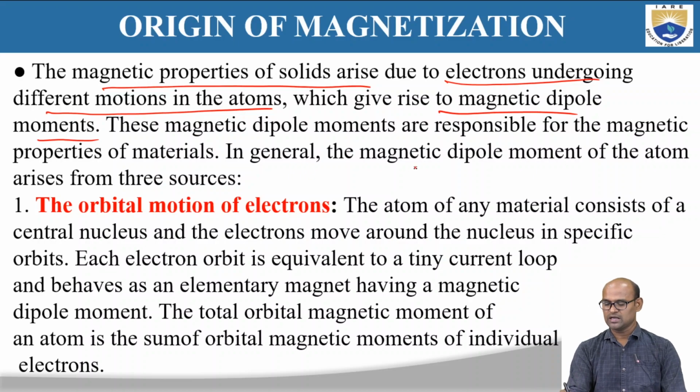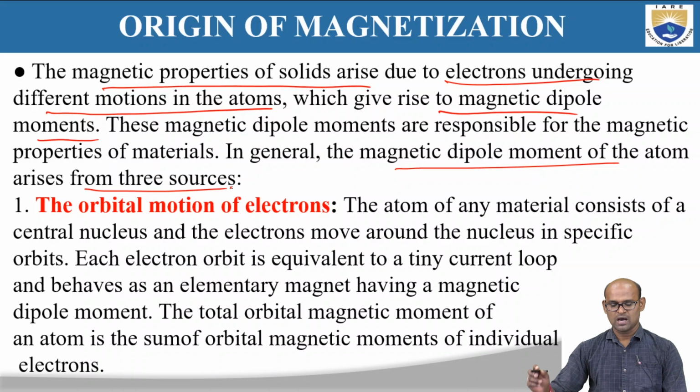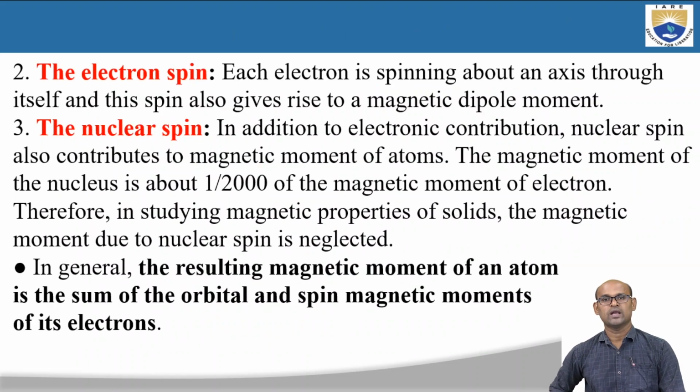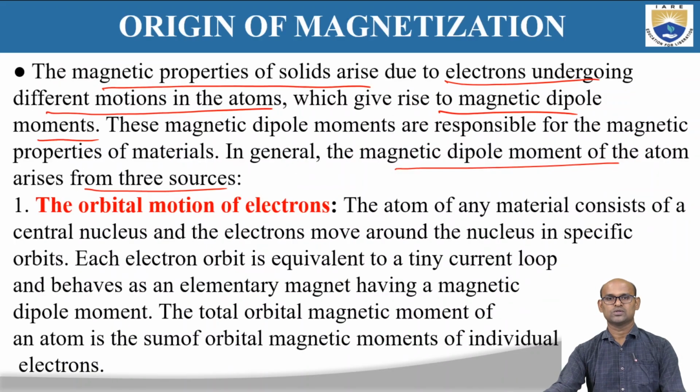In general, the magnetic dipole moment of the atom arises from three sources. The first one is orbital motion of the electron, the second one is electron spin, and the third is nuclear spin. So what is the orbital motion of the electron, and how does it give rise to the dipole moment?